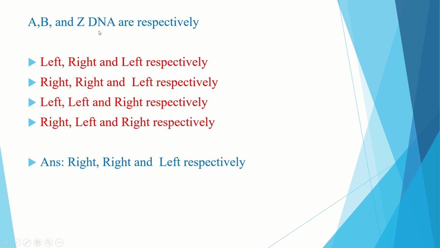A, B, and Z DNA are respectively left, right, and left respectively; right, right, and left respectively; left, left, and right respectively; right, left, and right respectively. The answer is right, right, and left respectively. A DNA is right handed, whereas B DNA is also right handed, whereas Z DNA is left handed DNA.